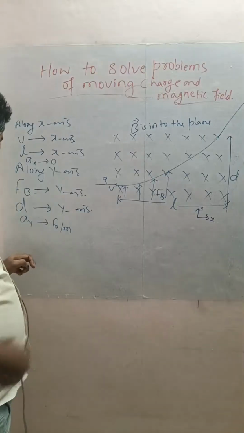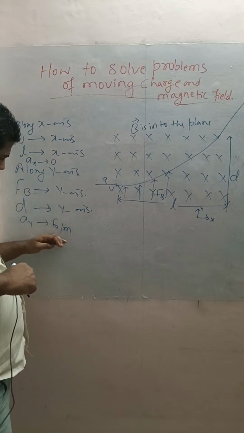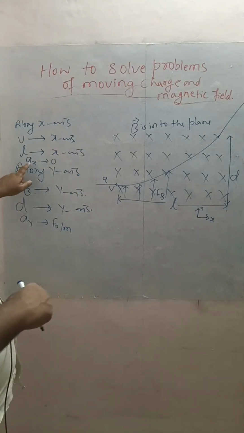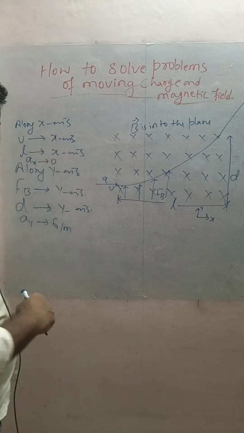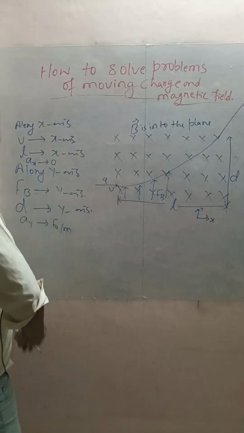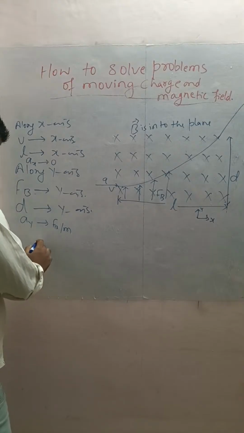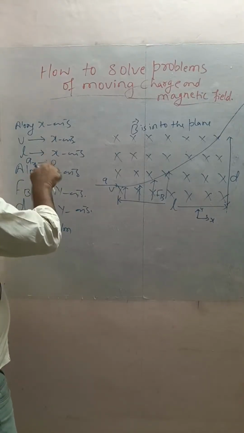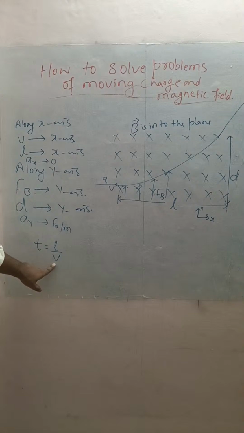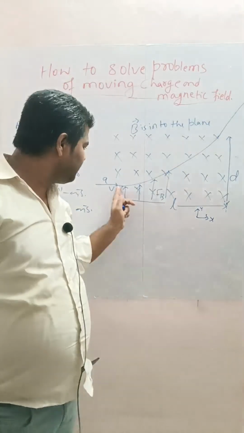See here. Acceleration along the y-axis, the vertical direction, is Fb by m, understood? And acceleration along the x-axis is 0, clear? So there is no component of time. Time is universal for both the directions. So what can we do first? From this data, we calculate the time from the x-axis, whatever is given along the x-axis, that is L by V. This is the time it takes from here to here. Within the same time, it will travel from here to here.